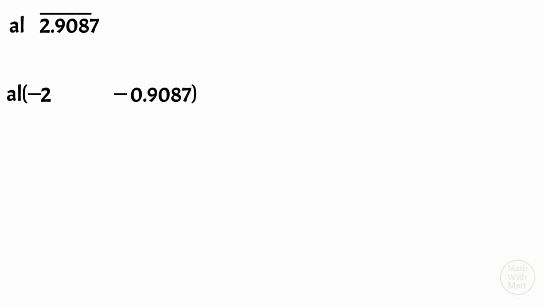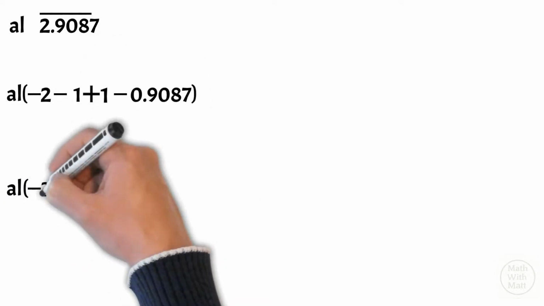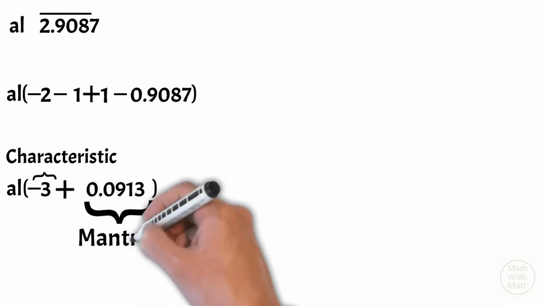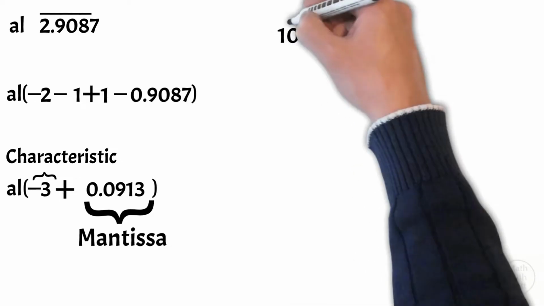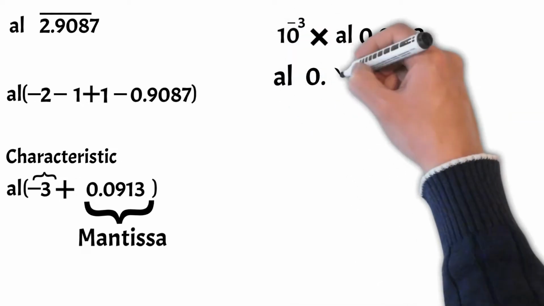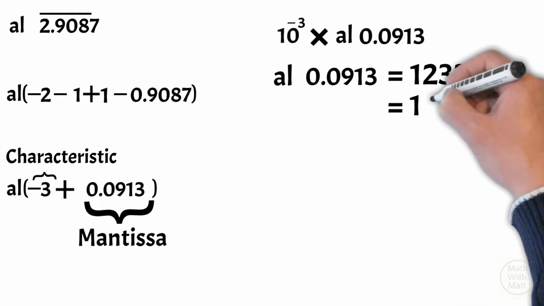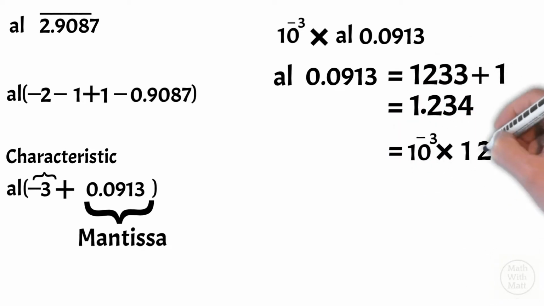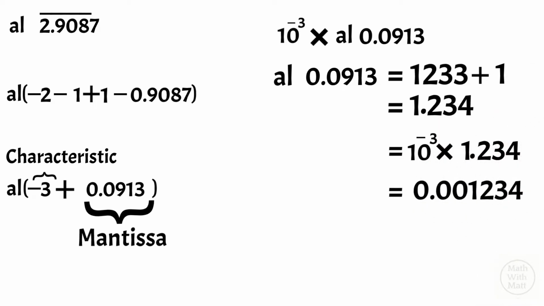So to make the mantissa positive we add 1 to it, and to compensate for the change we also subtract 1, the negative 1 will go along the characteristic. And we get -3 as characteristic, and plus 0.0913 as mantissa. Now we can move forward and find the mantissa of 0.0913 on any log table, which we did in the previous problem, and get 1.234. Lastly, we multiply 10 to power -3 to 1.234, and get 0.001234 as answer.